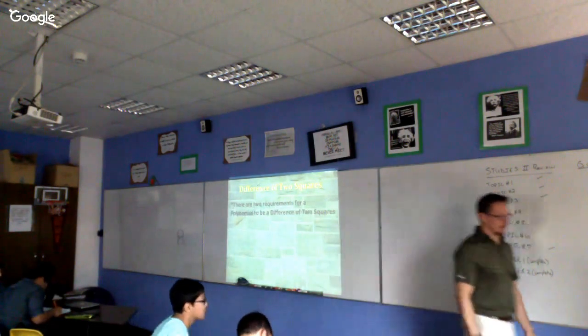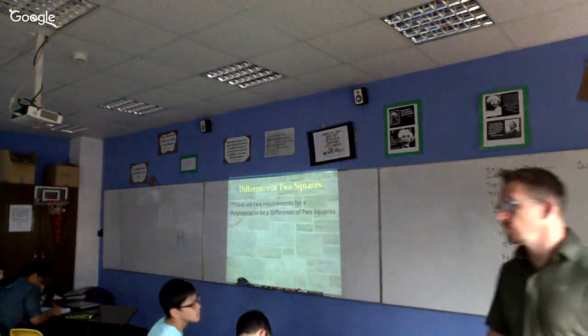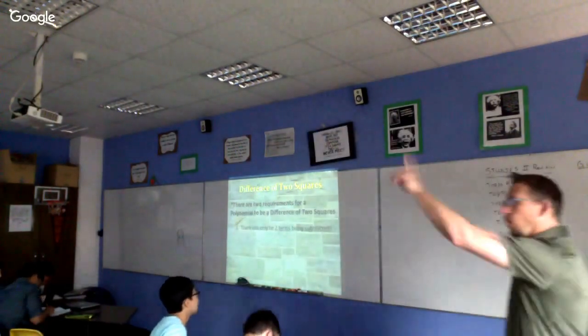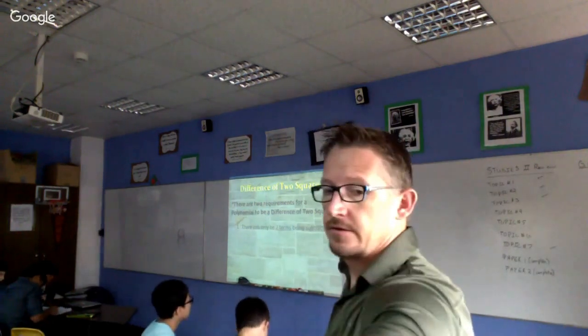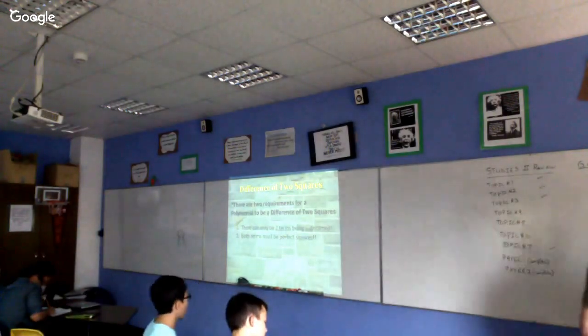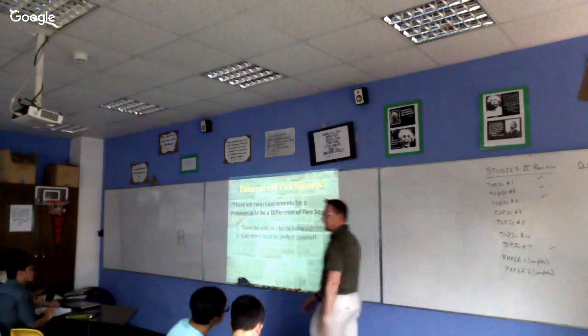What's difference mean? What's 2 mean? One, there can only be 2 terms that are being subtracted. That's one of the 2 conditions. The second condition is that both terms must be perfect squares. And no, that does not mean that they have to be variables.